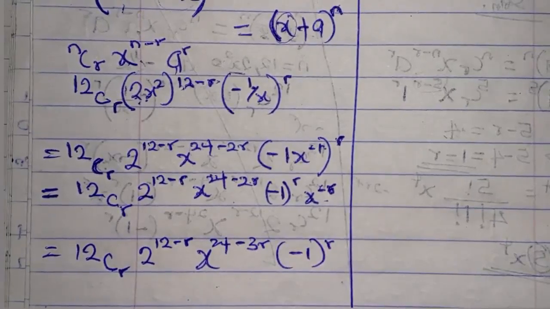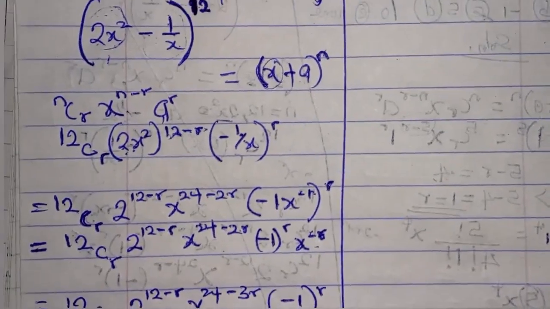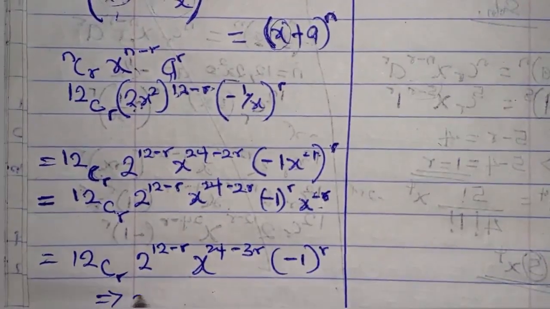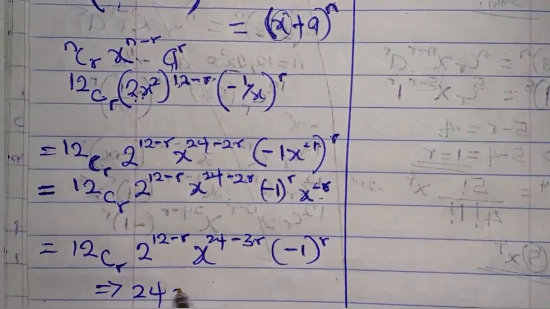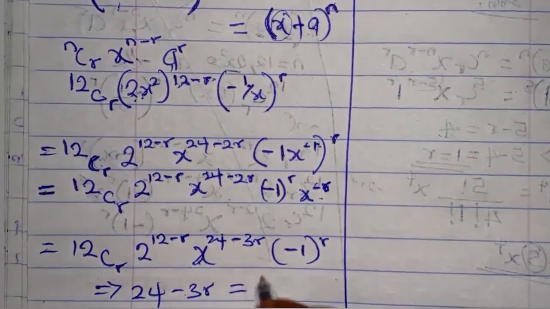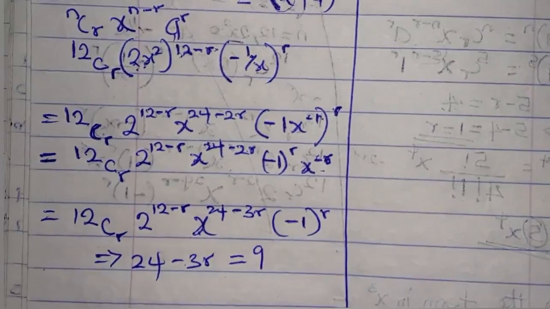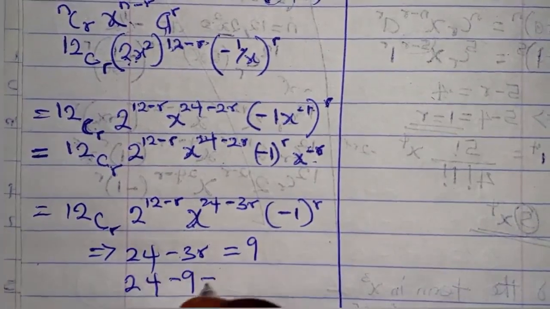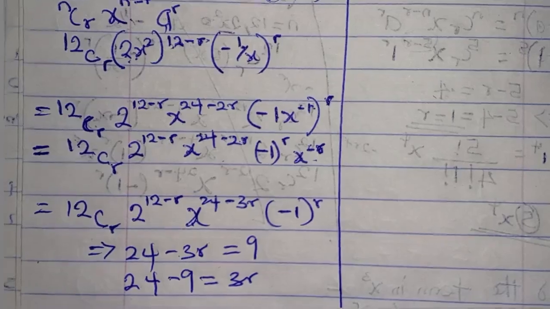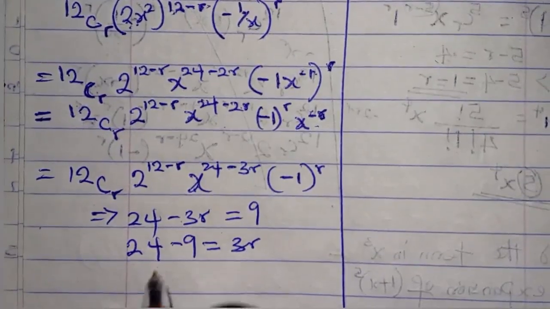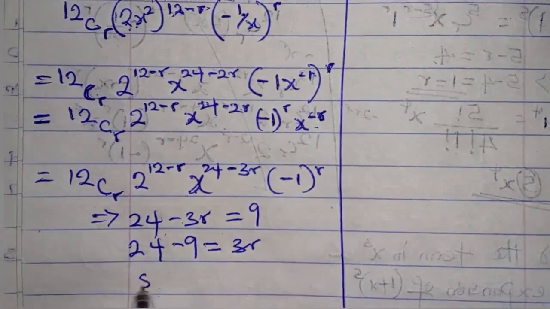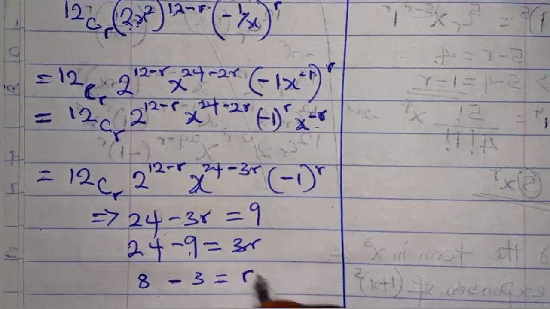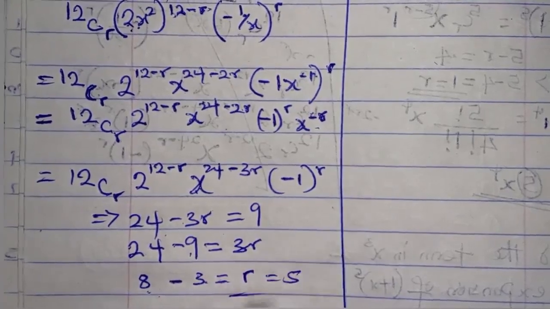So since x must be raised to the power of 9 based on the question, it means that 24 minus 3r, which is the power of x here, is equal to 9. So from here we can now determine the value of r. So 24 minus 9 is equal to 3r. If I divide everything by 3, this will be 8, this will be 3, and this will be r. 8 minus 3 is 5, so r is equal to 5.